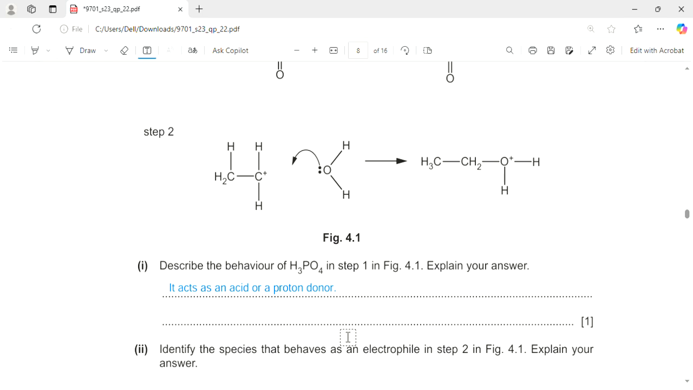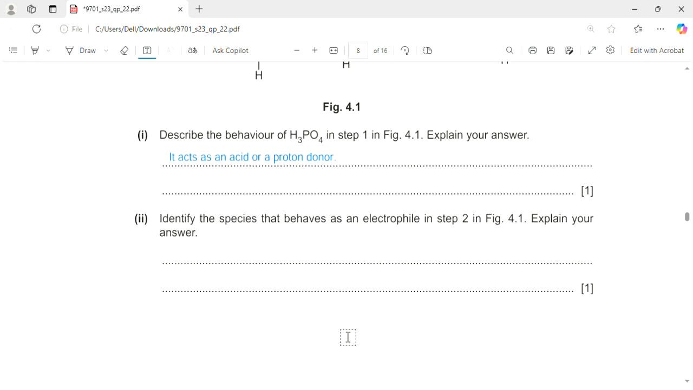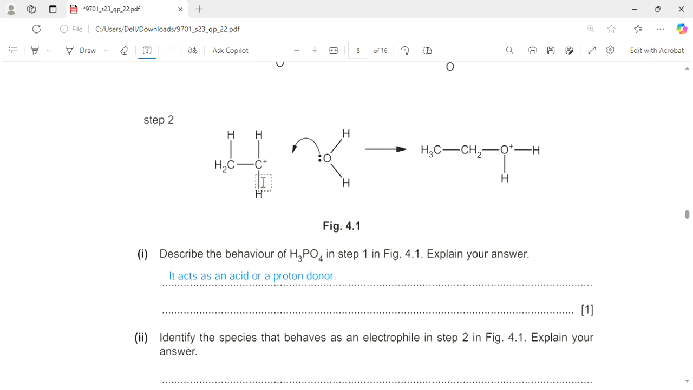Identify the species that behaves as an electrophile in step 2. Explain your answer. Which species behaves as an electrophile in step 2? Right, step 2 is this. So I think this acts like an electrophile because it accepts a pair of electrons.